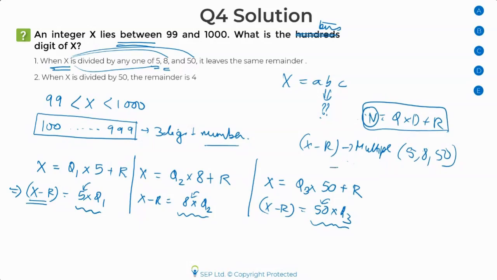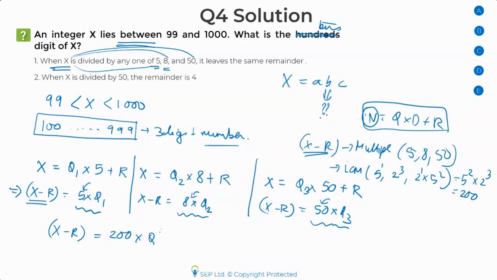Let me write this properly, clearly. The lowest common multiple would be 5 to the power 1, 2 cube, that is, 2 cube times 5 square, which is 8 times 25, which is 200. So the lowest common multiple of x minus r is 200, which means I can express x minus r as 200 times something. I'm writing it as q dash. It is a multiple of 5 also, 8 also, 50 also, not a problem. Everything is being satisfied.